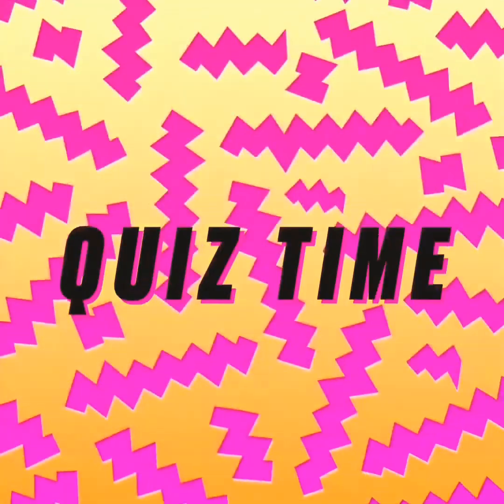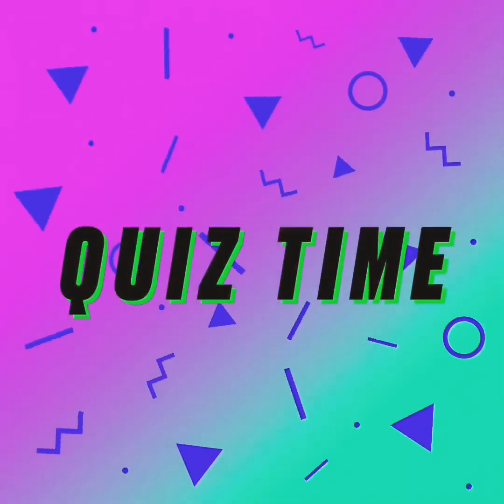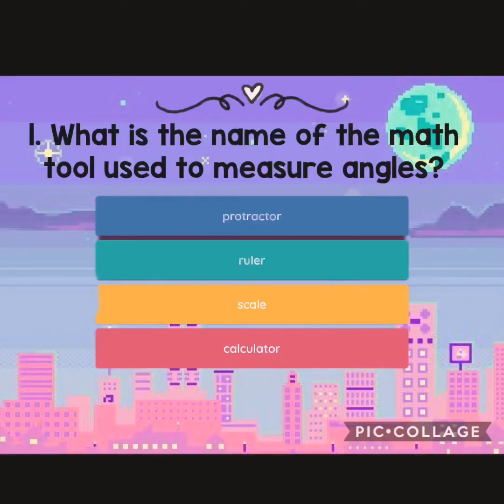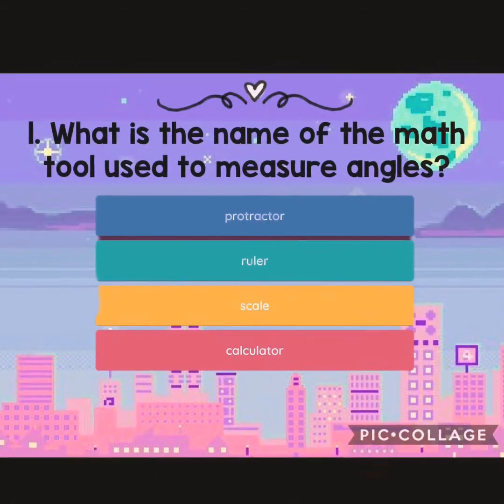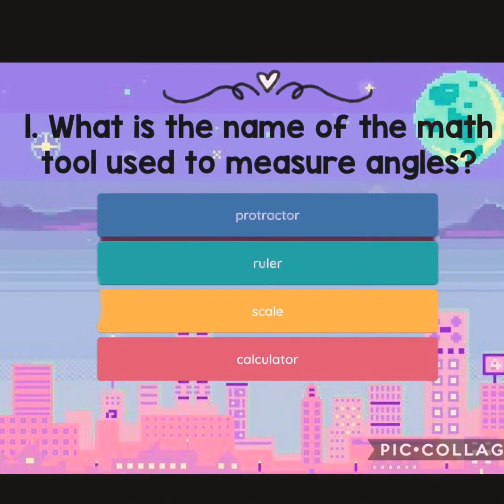Okay guys, this is quiz time. Remember to put your answers in the box in the comments. Question number 1. What is the name of the math tool we use to measure angles? Protractor, ruler, scale, or calculator? Okay guys, you can keep a note with you, a notebook, a paper, something. Keep track of your answers. Do you have it? Let's go to the next question.